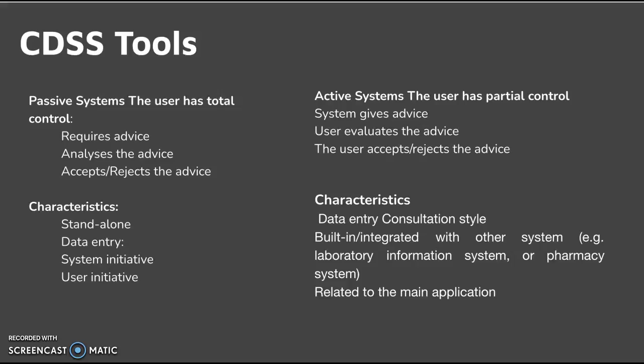Now, characteristics of this active system include a data entry consultation style. It's integrated into the electronic health record or into a lab or pharmacy system, and is related to the major application of the technology, right? The application, whether it's an electronic health record or some other systematic technology, is where it's going to be integrated as a part of the system.